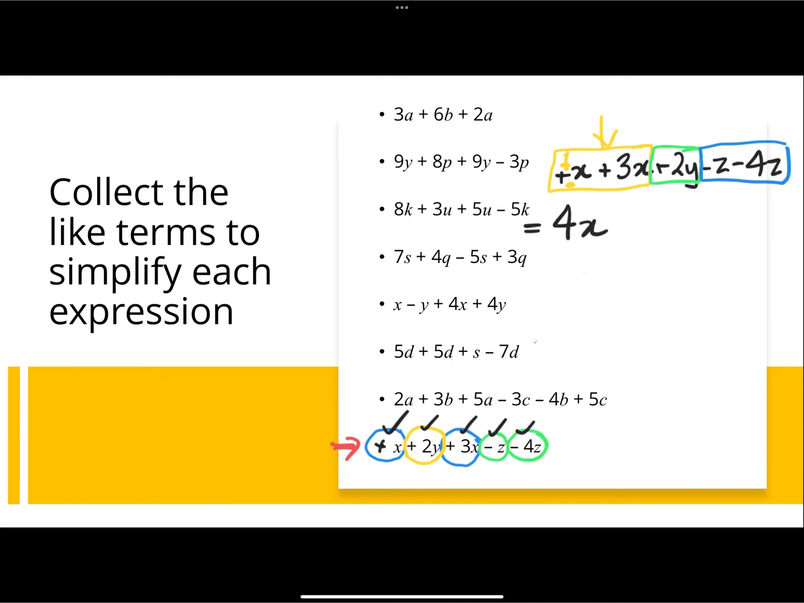Let's have a look at our y's. There's actually nothing else to add here, so I can just put in plus 2y. And then finally, let's have a look at this one here. Minus z minus 4z. Now this one here tells me on a number line I'm going to start at minus z and then take away another 4z. I'm going to draw a number line again.